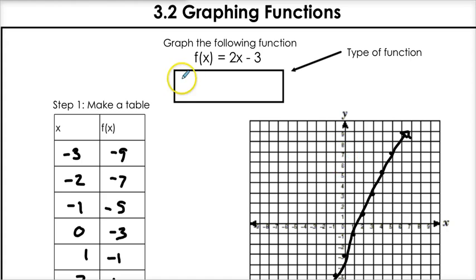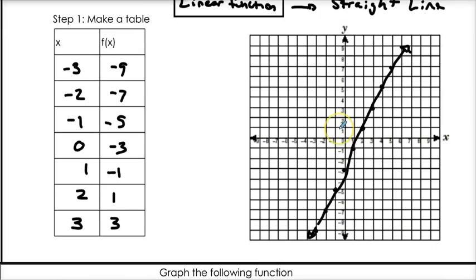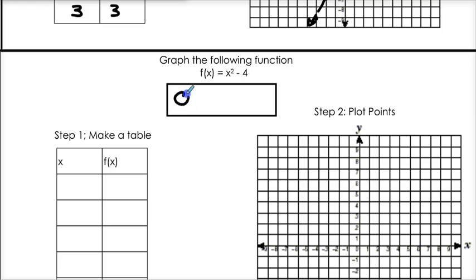This is called a linear function. We learned about those in the last unit. The reason it's a linear function is because it's a straight line. I want you to explain how it looks. So this is a straight line. Now this is called a quadratic function. I want you to explain to me how it looks right here.